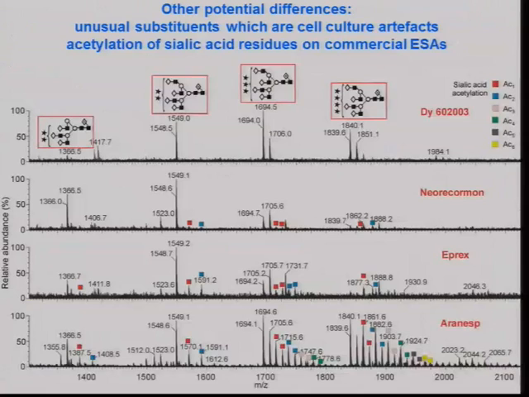There are other things that you need to be aware of, and that is that in cell culture you often get acetylation of sialic acids. It's an artifact of the cell culture, but this is again why you need mass spec, because you don't see this on LC, because the acetylated sialic acids come off with the enzymes. If you put them on the mass spec, you'll see them because they obviously have different masses.